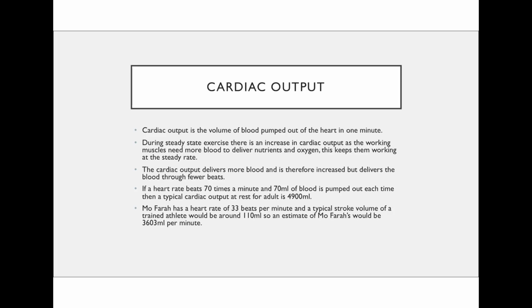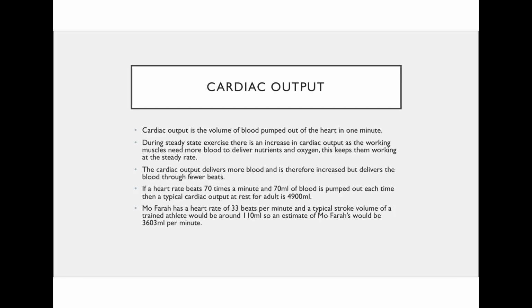Cardiac output is the volume of blood pumped out of the heart in 1 minute. During steady state exercise, there is an increase in cardiac output, as the working muscles need more blood to deliver nutrients and oxygen. This keeps them working at a steady rate. The cardiac output delivers more blood and is therefore increased, but delivers the blood through fewer beats.